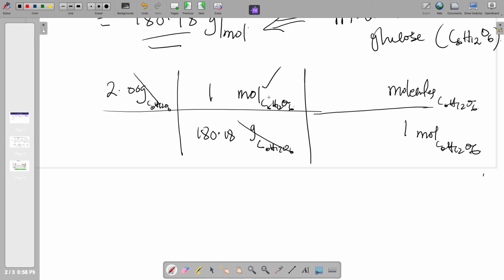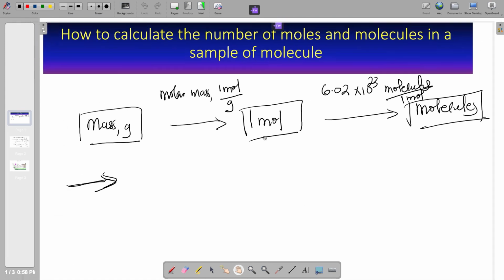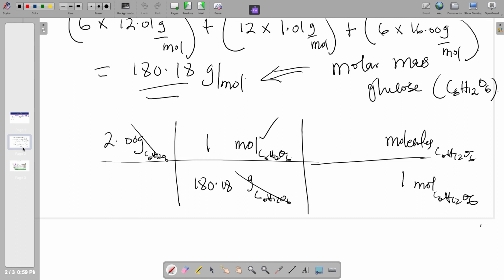As you can see, the units in the diagonal will cancel. If we go back to our diagram, to go from moles to molecules, what do we need? We need to use Avogadro's number. Avogadro's number, which is 6.02 times 10 to the power 23, goes with molecules, and then 1 goes with moles. So if we go back to our table, 6.02 times 10 to the 23 will be written here, and the 1 mole is already here. Then we close our table. Units on the diagonal will cancel.